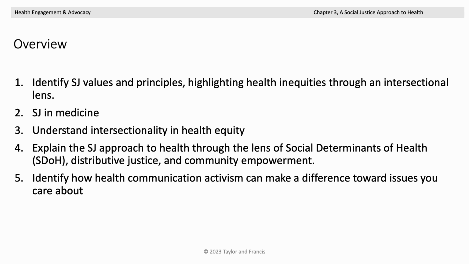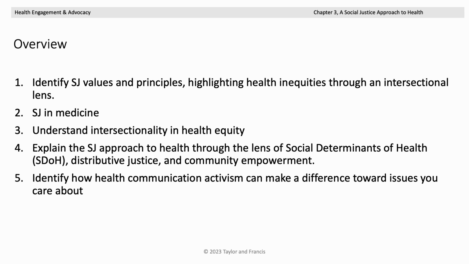Let's walk through our 4 objectives in this chapter because they build on each other sequentially. First, we'll identify social justice values and principles, and specifically how those principles reveal health inequities when you look at them through an intersectional lens, meaning through the compounding effects of race, gender, class, and other identity categories together, not separately. Second, we'll look at how social justice shows up inside medicine itself, in training, curriculum, and professional culture.